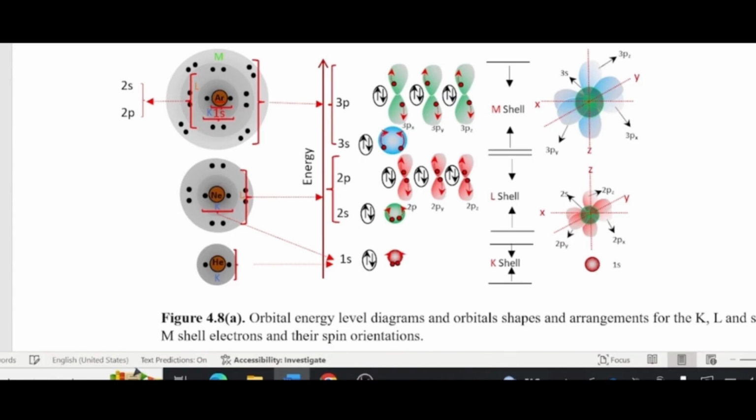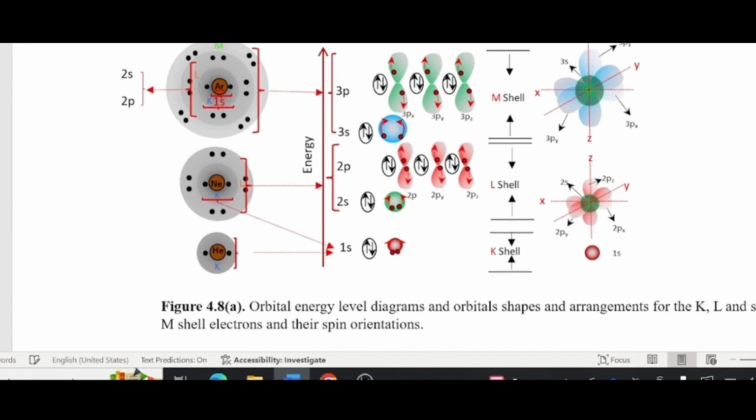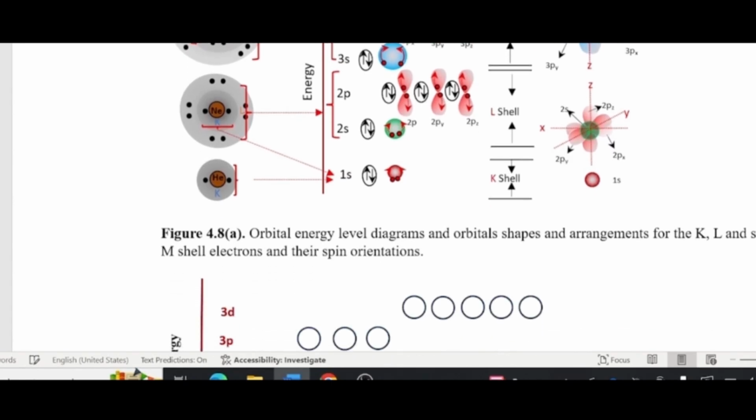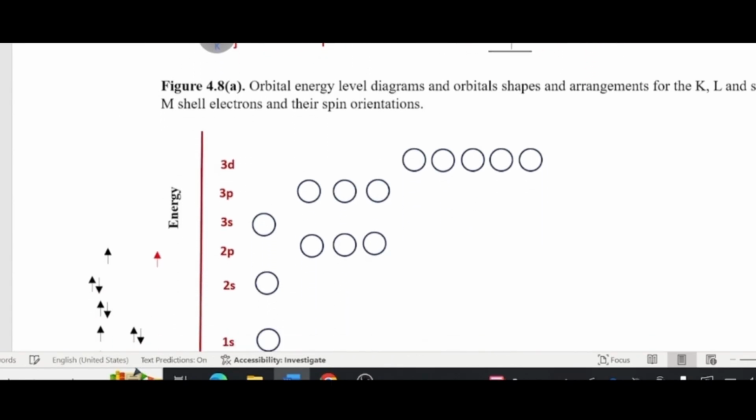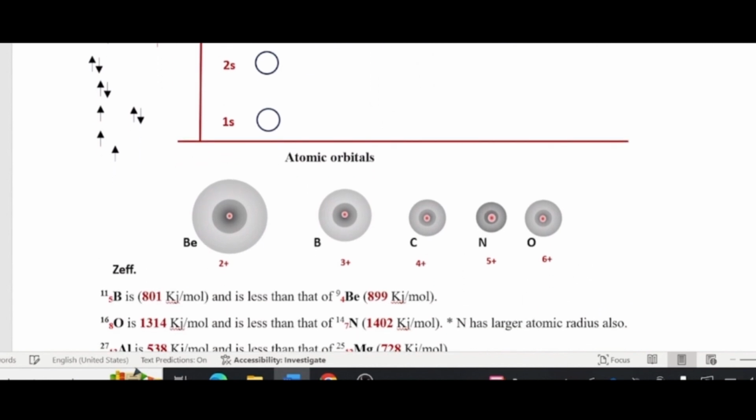But the important point to know is this. As you move away from the nucleus, the energy of the electron in these orbitals gets more and more and more. So let us see how we can use this concept of subshells and atomic orbitals to explain why we have these deviations here.